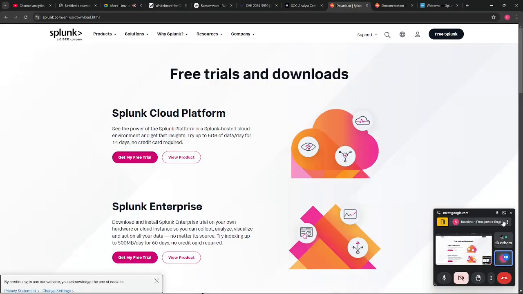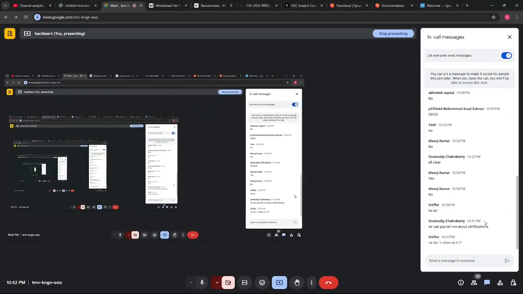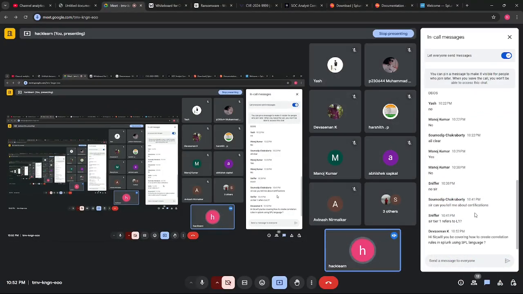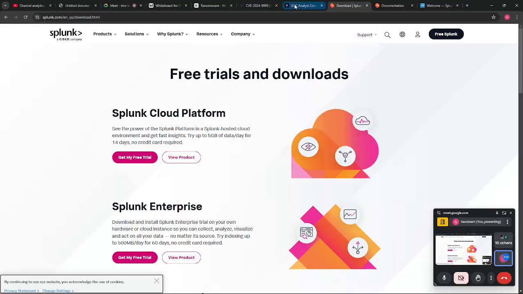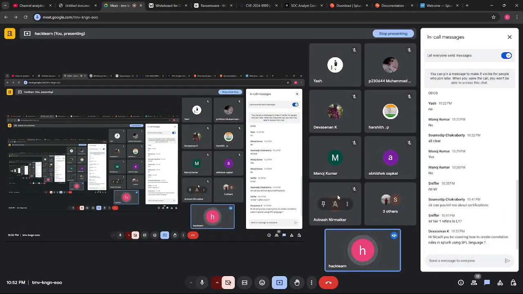Does anyone have Splunk already downloaded? Yes, I will try to discuss Splunk's search language. I will come to that, but for the next 3 to 4 days we will be discussing Splunk in detail, and when we do, I will come back to that also. Does anyone have any questions regarding the functionality of Splunk?